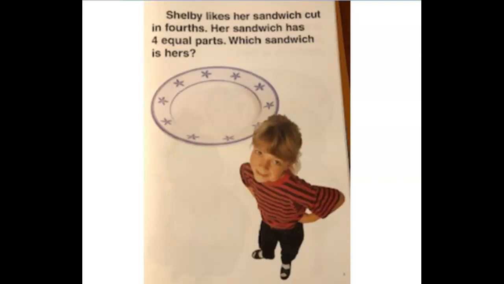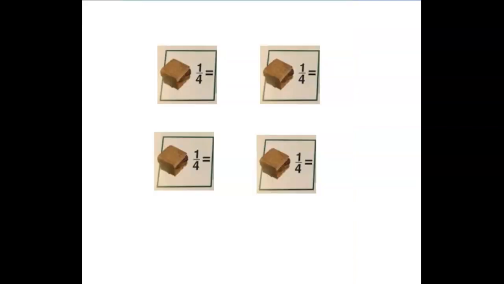Shelby likes her sandwich cut in fourths. Her sandwich has 4 equal parts. What sandwich is hers? What would it look like? So we would have it in 4 equal parts. She would have 1 out of 4 parts. She likes to have it in quarter parts. Interesting.